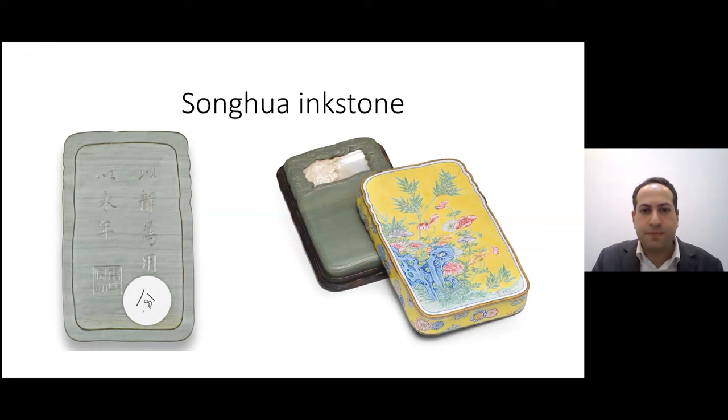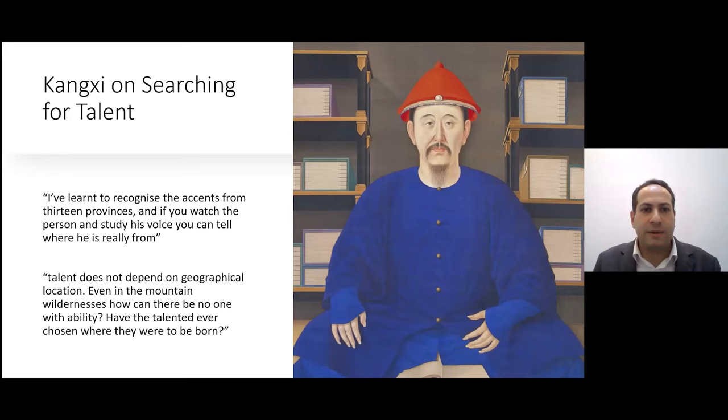And again, he was a very shrewd man, and he prided himself on searching for talent. And you know, he said, I've learned to recognize the accents from the 13 provinces. And if you watch the person and study his voice, you can tell where he's really from. You know, people would sometimes lie where they said they were from and things like that. And he said, talent does not depend on geographical location. Even the mountain wildernesses, how can there be no one with ability? Have the talented ever chosen where they were to be born?